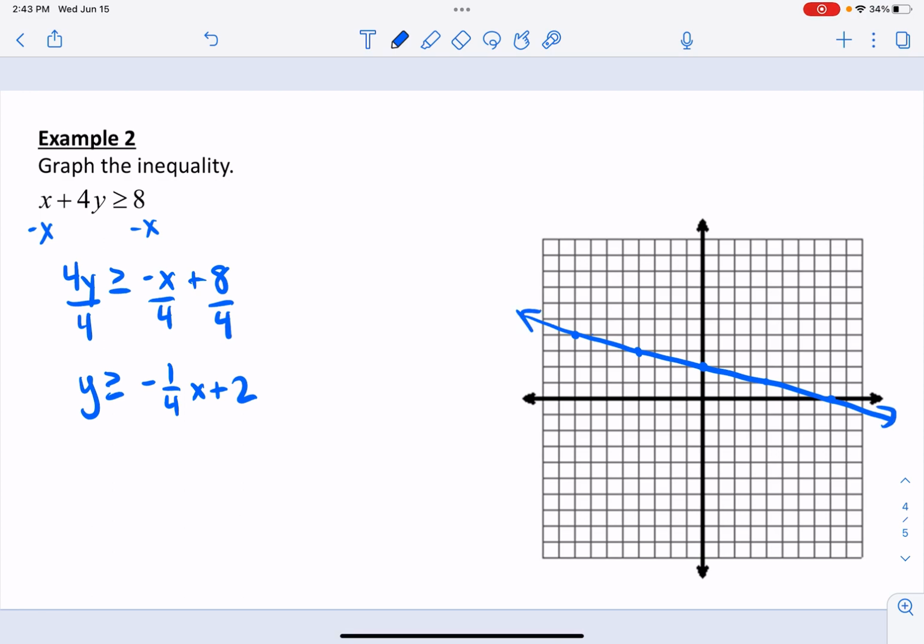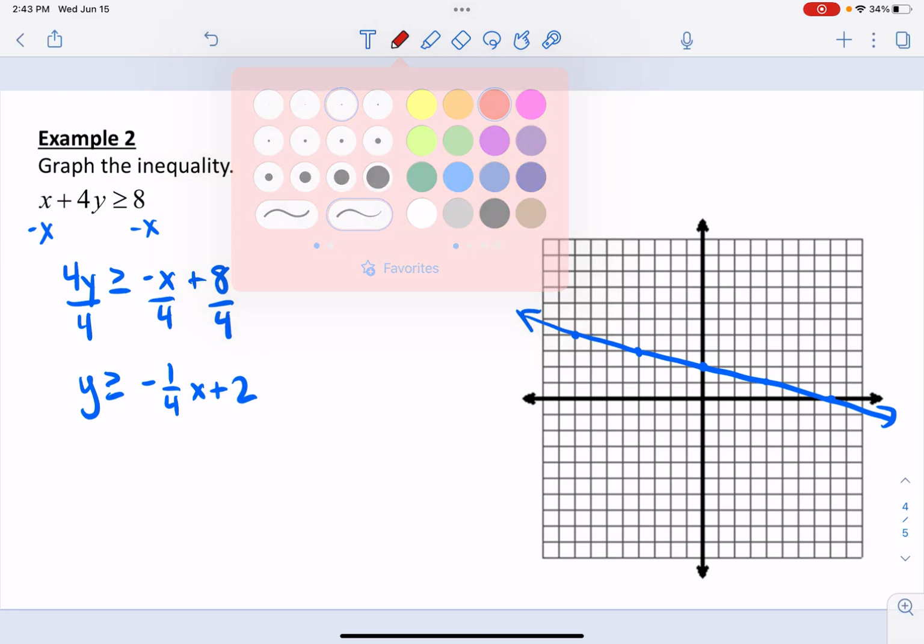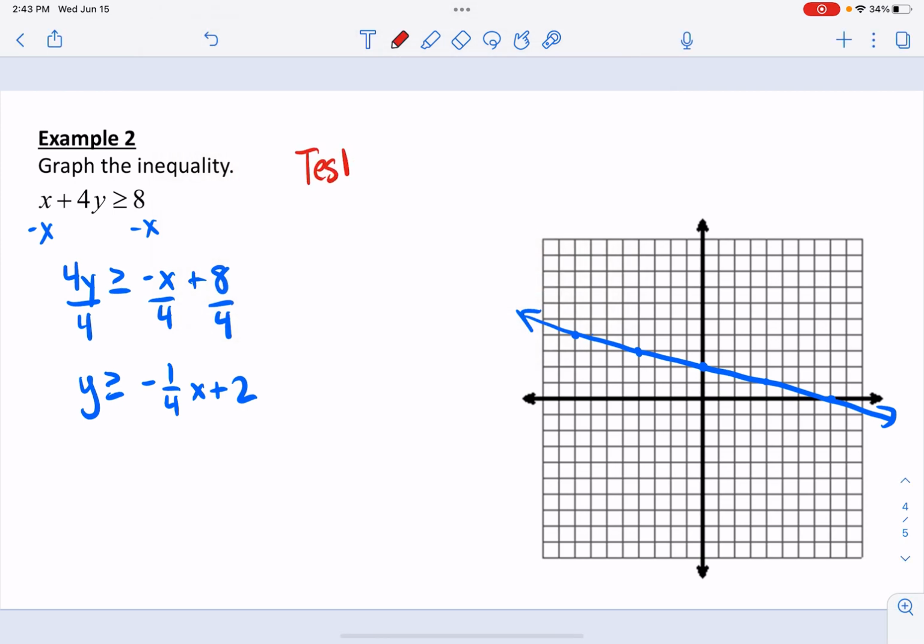Now, again, we want to test a point. I test the point 0, 0 because it's not on my line. Again, if 0, 0 is on your line, you have to test a different point. So I test 0, 0. I plug that into my inequality: 0 less than or equal to negative 1/4 times 0 plus 2. I'm sorry, 0 greater than or equal to 2. Nope, that's false.